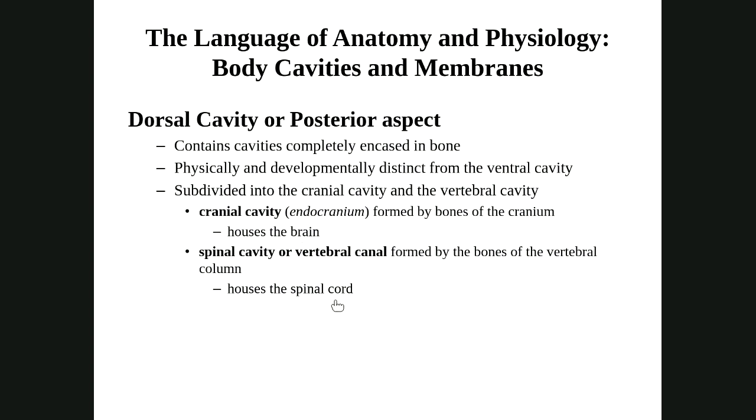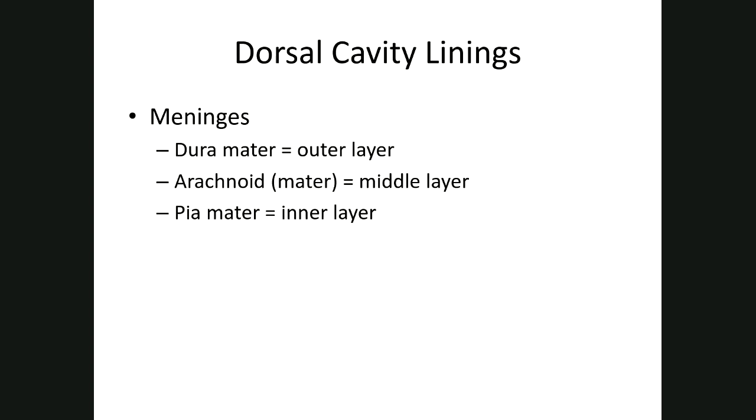Make sure that you put spinal cord on the test if I ask you what organ is in there, because if you put spine, that's not right. The spine are the bones. The spinal cord is the nervous tissue that's inside of it. Now, surrounding the brain and the spinal cord, inside of this dorsal body cavity, outside of the brain and the spinal cord, we have these layers. We have these linings. These are called meninges. If you know the term itis, the suffix itis means inflammation. Now you know what meningitis actually means. Meningitis is an inflammation of these linings.